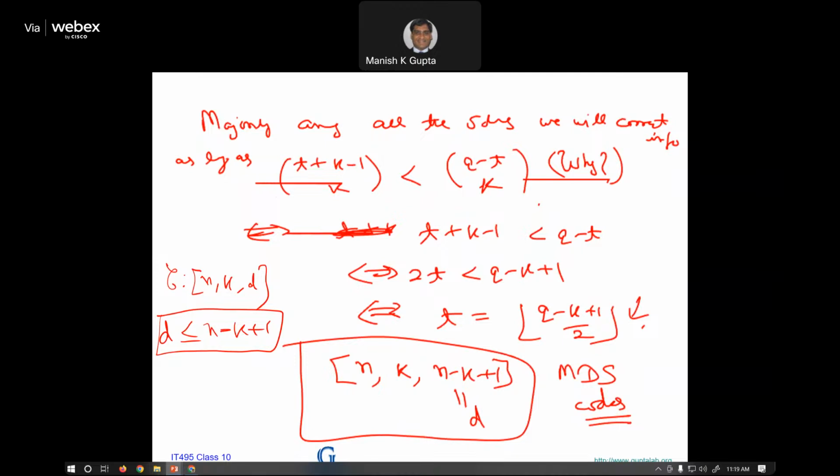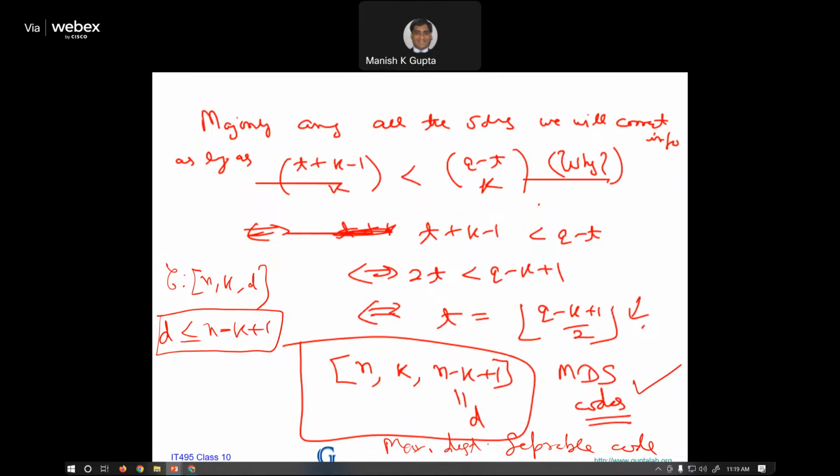Now, in this case here, you can see that d is actually equal to n minus k plus 1. So these are the codes which meet the Singleton bound. That's why they are known as MDS codes, maximum distance separable codes. So I've purposefully left two things for you to check, why this is true. The exam is near, so you need to have something.